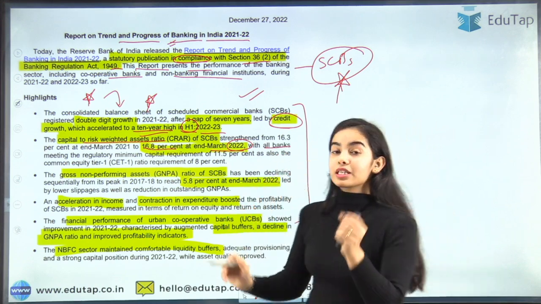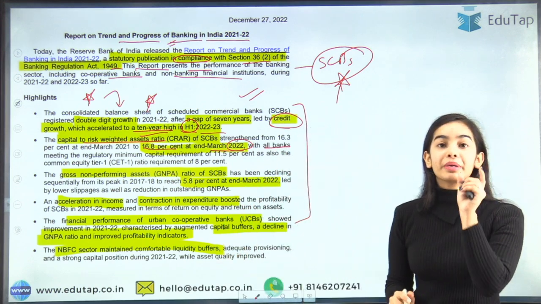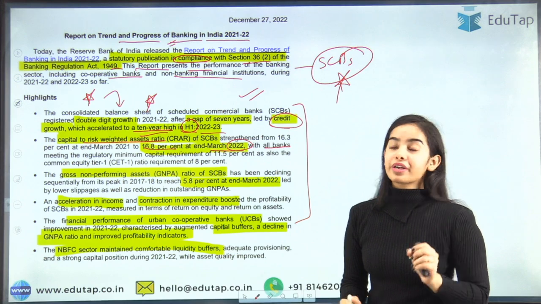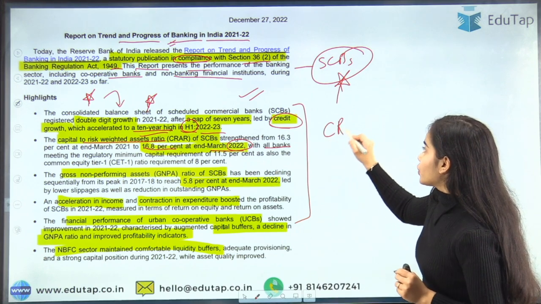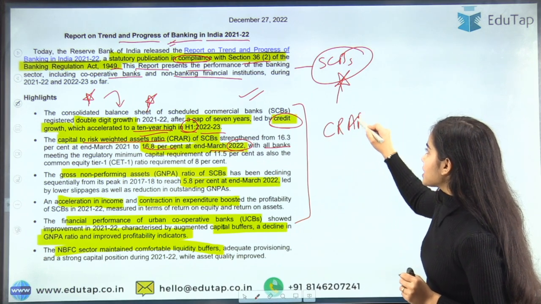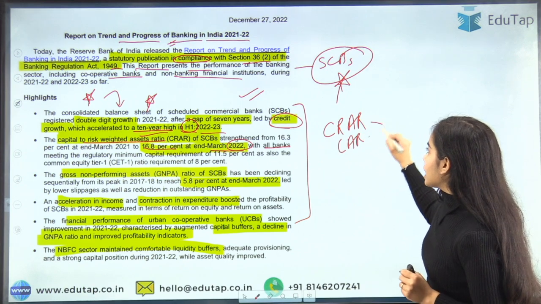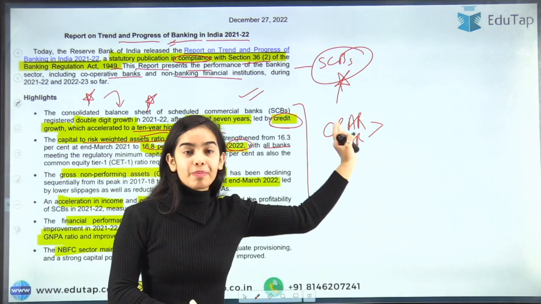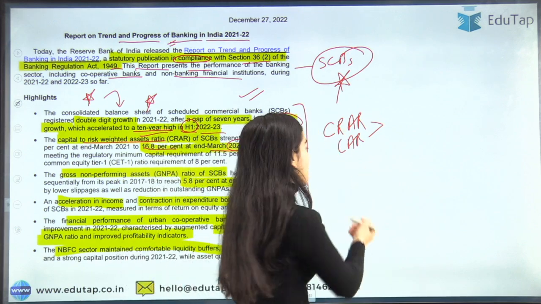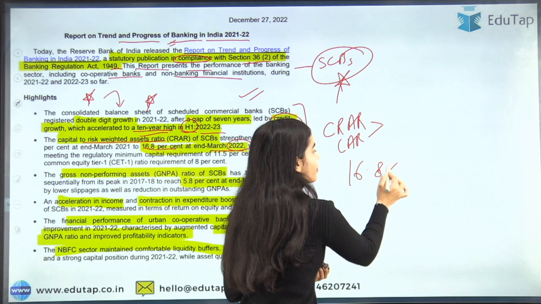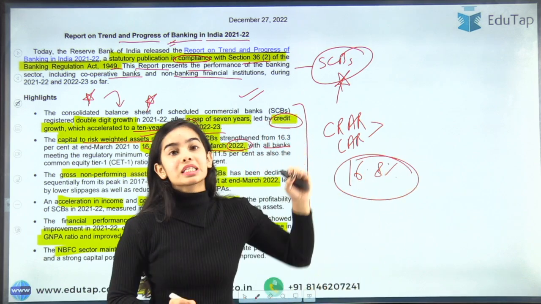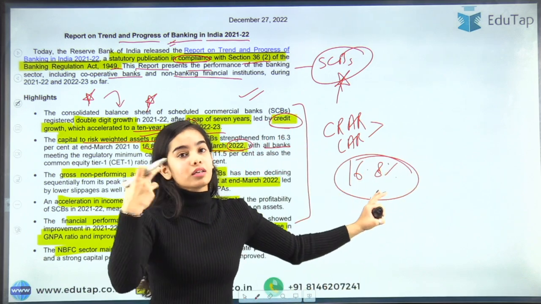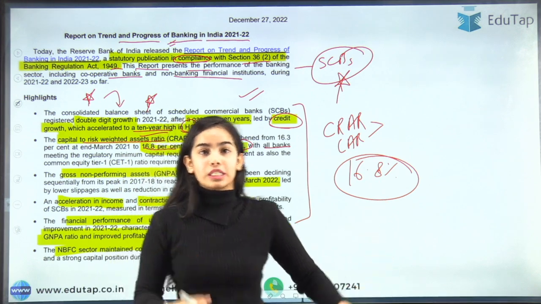All the scheduled commercial banks are meeting the minimum regulatory criteria for the capital to risk weighted asset ratio, or the capital adequacy ratio. The minimum requirement is 11.5% for the scheduled commercial banks, and on average they are maintaining 16.8%. So this is higher than the 11.5% requirement.